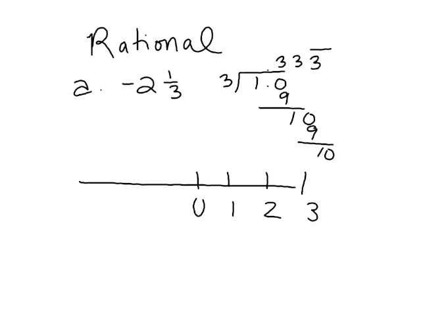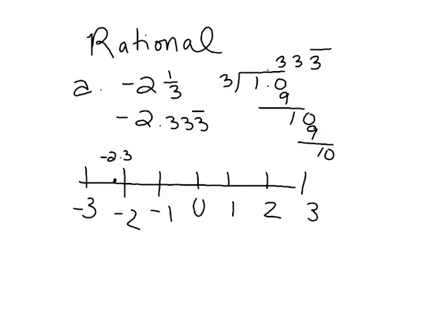So if I want to graph -2 1/3, convert that to a decimal, it is -2.33 repeating on forever. Where will that fall on our number line? Okay, -2.3.